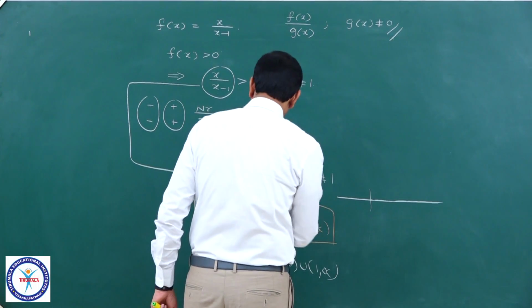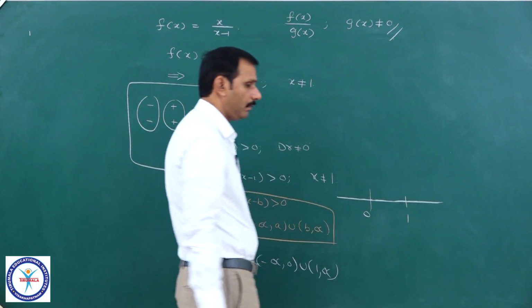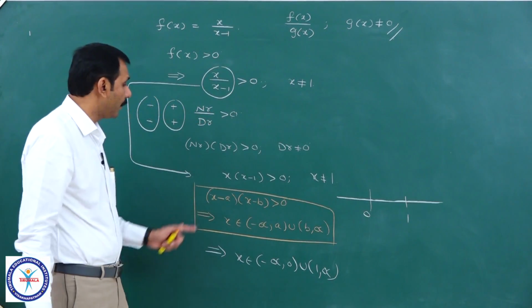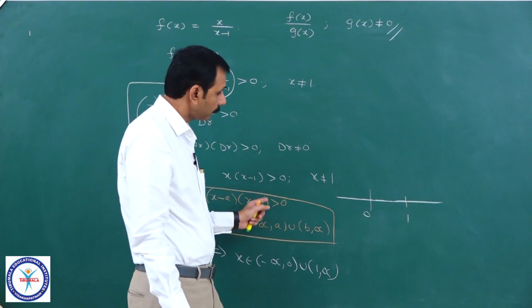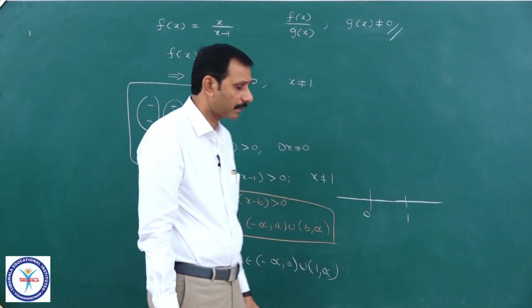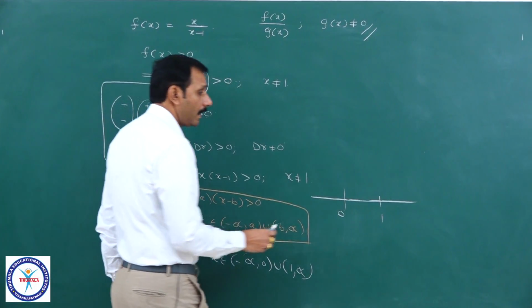Here the x axis, you mark the zeros. What are the zeros here? 0 and 1. As usual, we know that the zeros of these are 0 comma 1, mark them on the real line, because the powers of these are odd, 1 and 1 only.